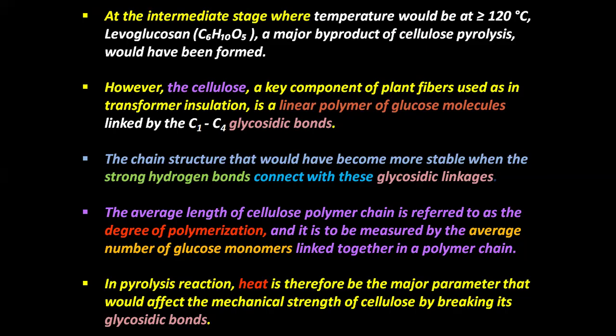The chain structure becomes more stable when strong hydrogen bonds connect with these glycosidic linkages. The average length of a cellulose polymer chain is referred to as the degree of polymerization, and it is measured by the average number of glucose monomers linked together in a polymer chain. In the pyrolysis reaction, heat is the major parameter that affects the mechanical strength of cellulose by breaking its glycosidic bonds.